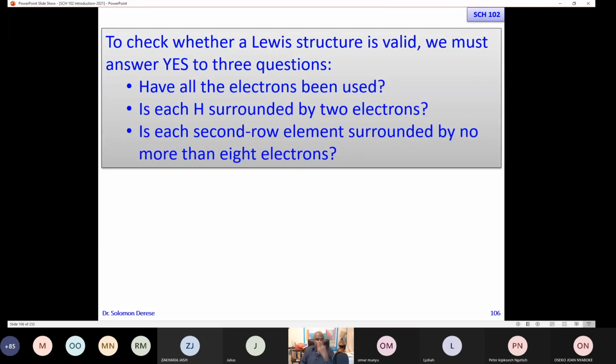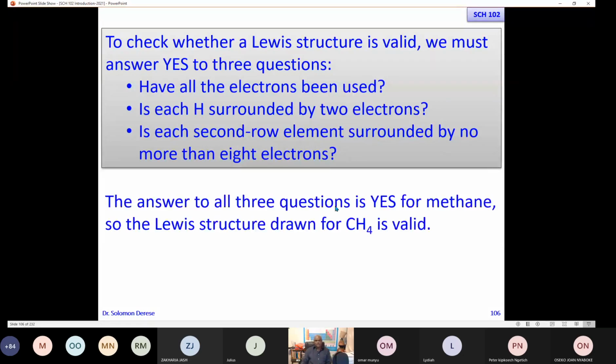In the case of methane, CH4, we had 8 valence electrons. When we formed the molecule of methane, we used all the 8 electrons. So the answer to question 1 is yes. Is each hydrogen surrounded by 2 electrons? Of course, yes. Is each second row element, in this particular case carbon, surrounded by no more than 8 electrons? The carbon is surrounded by 8 electrons. So the answer to these 3 questions is yes. Therefore, the structure we have drawn for methane is valid. It is a correct Lewis structure.